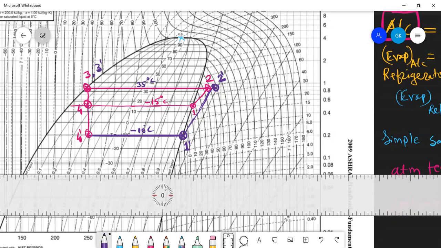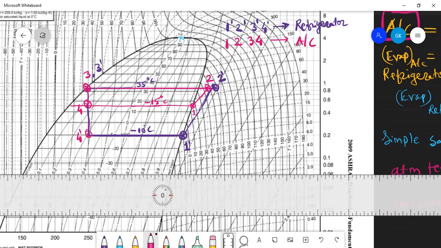Now this is the cycle. This 1 dash, 2 dash, 3 dash, and 4 dash is the cycle for the refrigerator. And 1, 2, 3, and 4 is the cycle for the air conditioner.